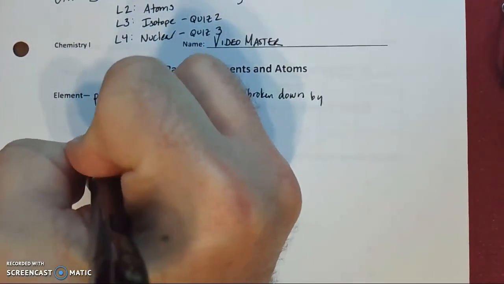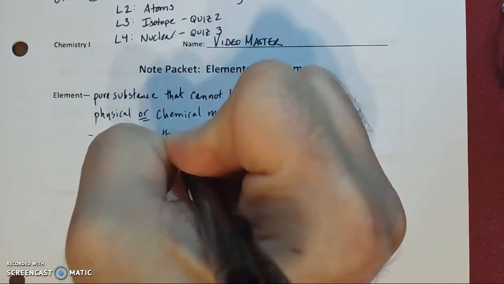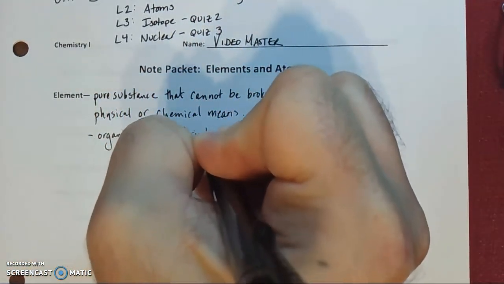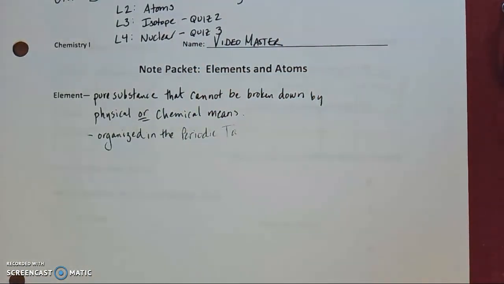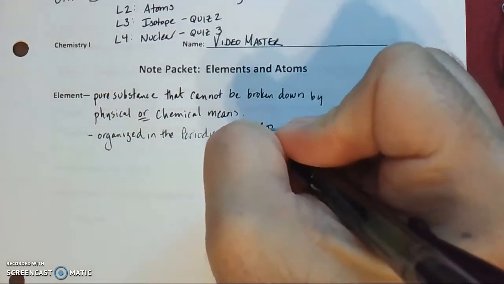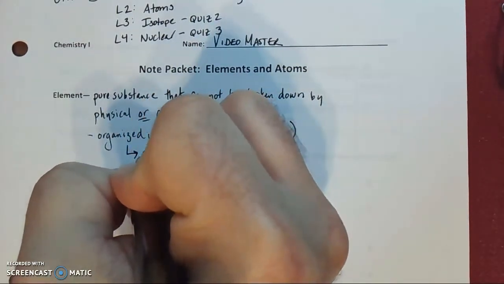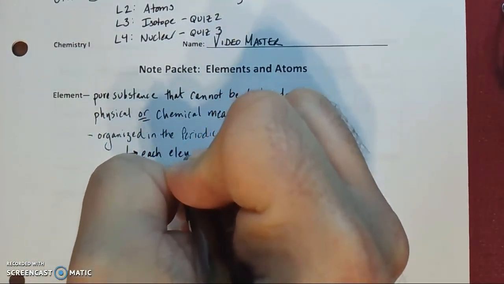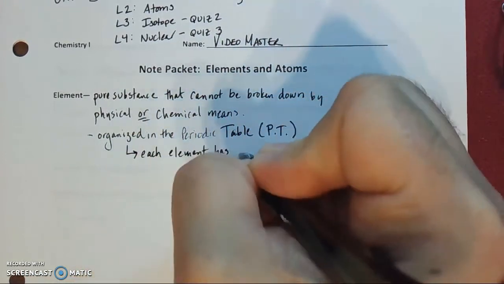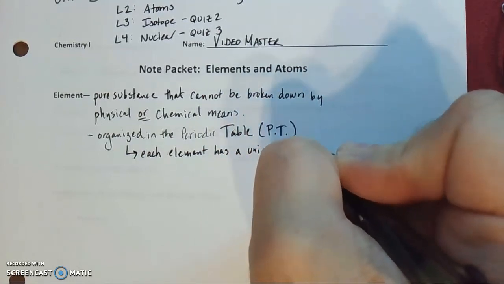So we know that all of these elements are organized in the periodic table. I'm going to start abbreviating periodic table because we're going to say it so many times and have to write it out as the PT. And each element on the periodic table has a unique name and symbol.